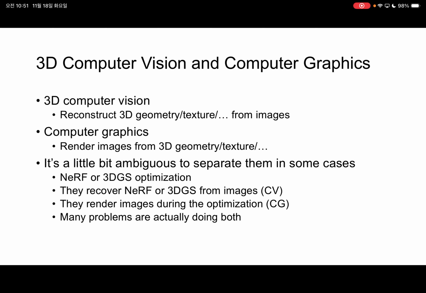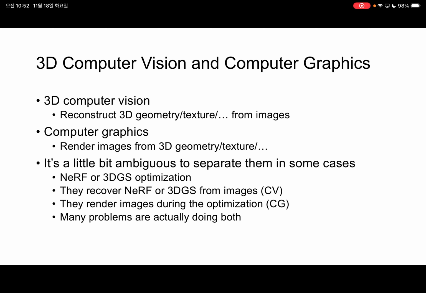To summarize, the goal of computer vision is to reconstruct 3D geometry, texture, and camera, recovering all these components in 3D space from images. The input is an image, and the output is some 3D content. And in computer graphics, based on the 3D content, we'd like to go back to images, just render images.